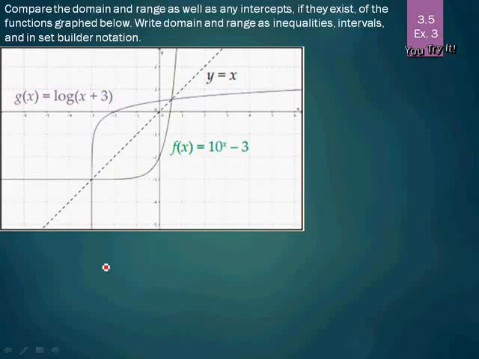Compare the domain and range as well as any intercepts, if they exist, of the functions graphed below. Write domain and range as inequalities, intervals, and in set builder notation. Okay, so first looking at our graphs, let's point out the restrictions here.